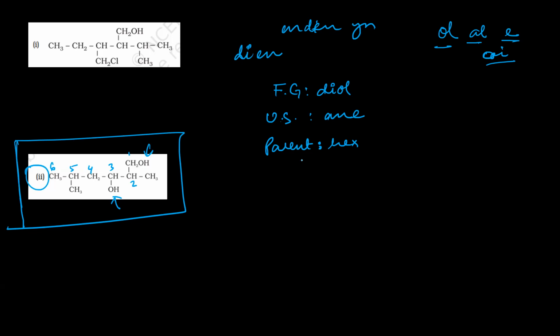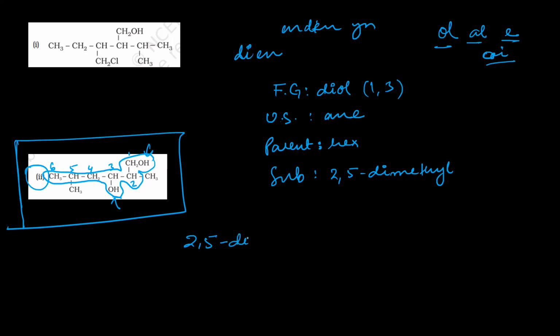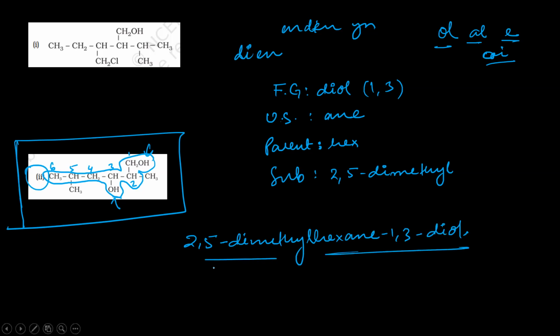Next thing is substituent. Now, in the substituent, we have got all of these things with us. Right, this is also done, this is also done. Now we have only methyl groups as a substituent. That means we have 2,5 dimethyl. And this diol will be in 1,3. So we have the name as 2,5 dimethyl hexane 1,3 diol. This will be my name. Write this down. Let me know when you're done.